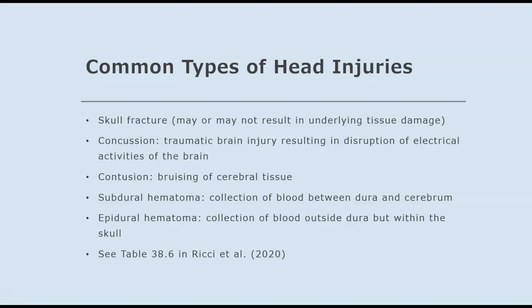A brain contusion, which is bruising of the cerebral tissue. A subdural hematoma, which is a collection of blood between the dura and the cerebrum, versus an epidural hematoma, which is a collection of blood outside of the dura, but still within the skull. For more information about each of these different types of head injuries, you can see Table 38.6 in your Ricci textbook.